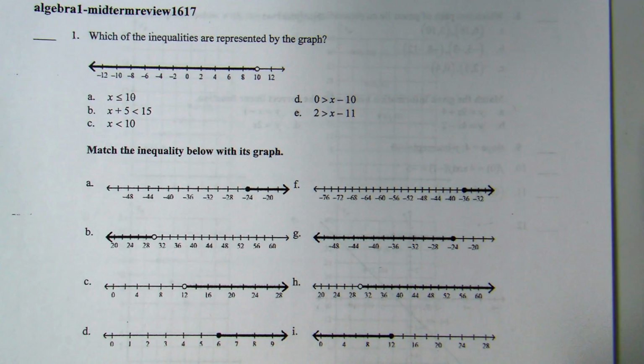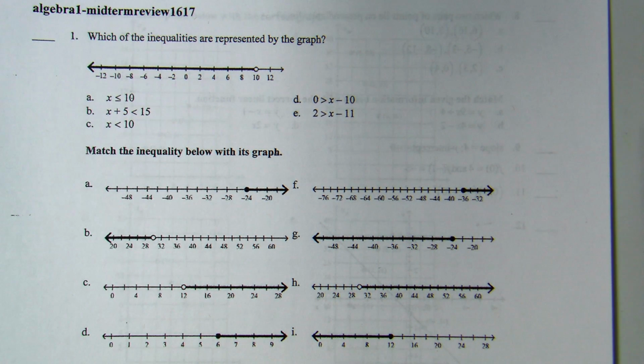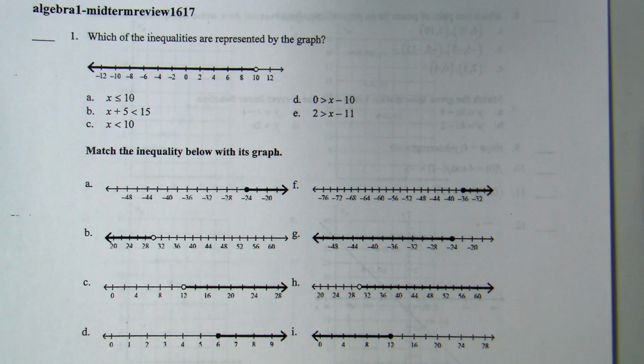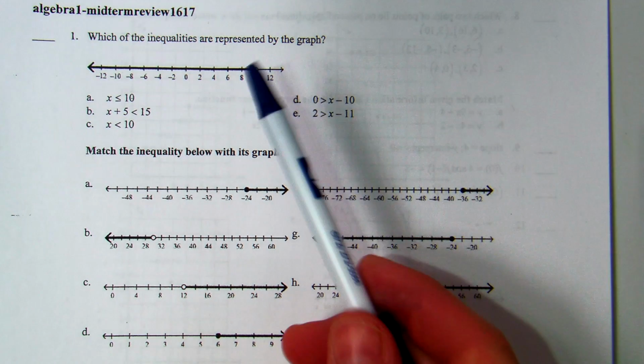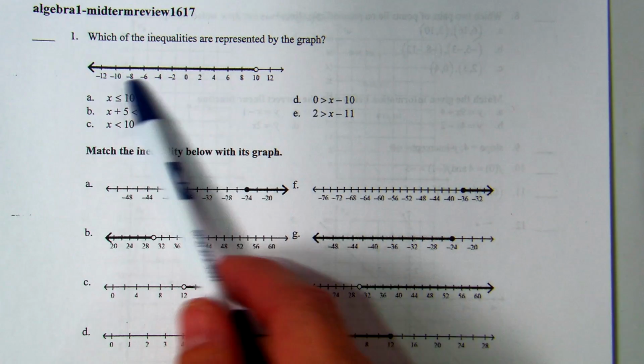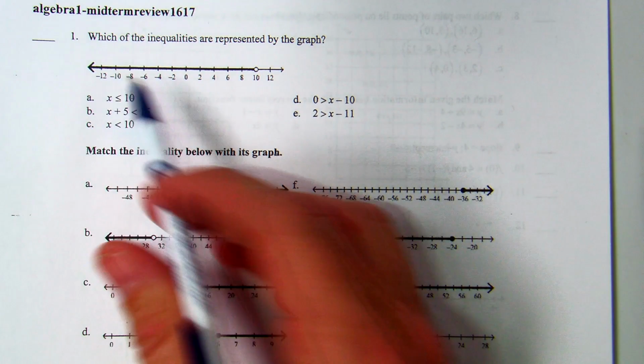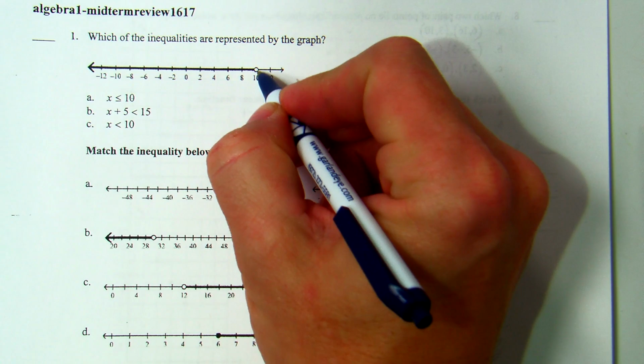The first sets of problems we're going to work with are inequalities, and mainly inequalities dealing with a number line. We don't have the graphs of them per se, but the inequalities on a number line. So the first number line that we have here shows a shaded region to the left, and then at 10 we see an open dot.